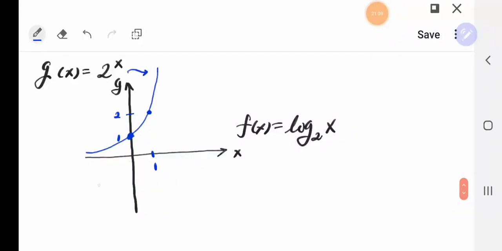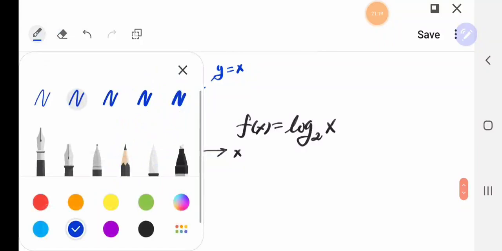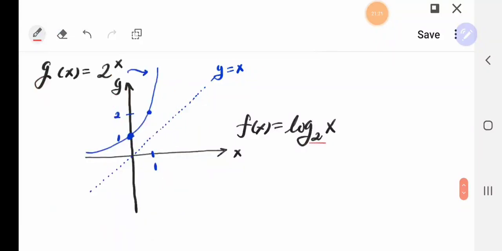And when we flip this, reflect across the line y equals x, then the graph is the logarithm base 2 of x. So actually this f of x is the inverse function of g of x.